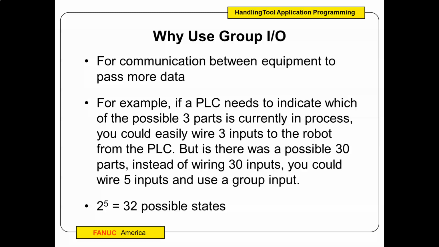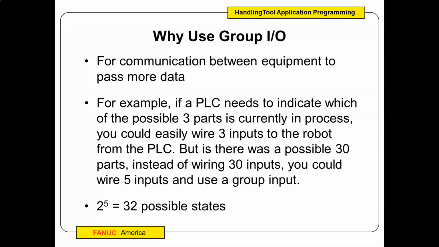Let's say you need a PLC to indicate which of 3 possible parts is currently in process. The robot does different things depending on whether it's part A, B, or C. So you wire 3 lines from the PLC to the robot. When part A is running, line 1 is on, part B, line 2 is on, and part C, line 3 is on. It's pretty simple. But if you have 30 different parts to do, rather than wiring 30 different wires between the PLC and the robot, you could wire 5 and use a group input.